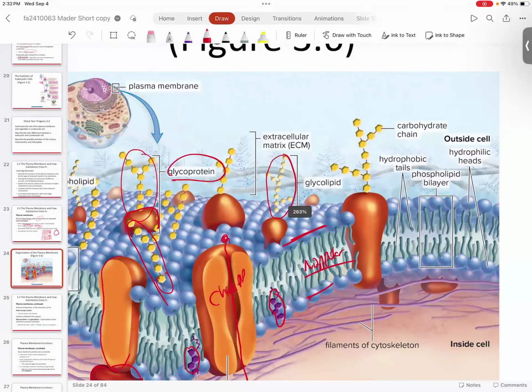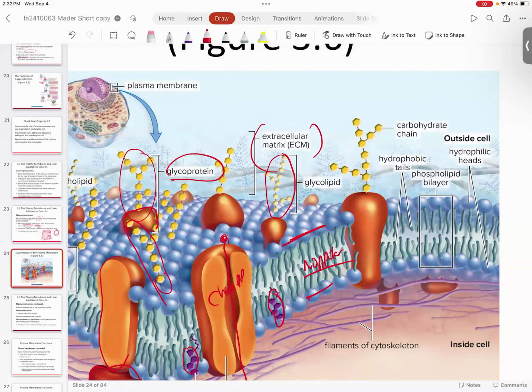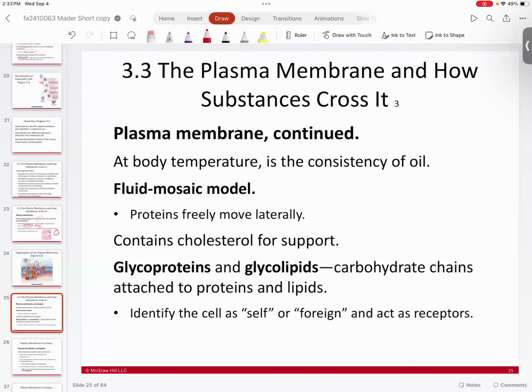Also on the outside of the cell, you'll notice what's called extracellular matrix. So this is basically all the secreted proteins and molecules and things like that that get secreted on the outside of the cell that the cell creates for itself. Okay. A lot going on in a cell.